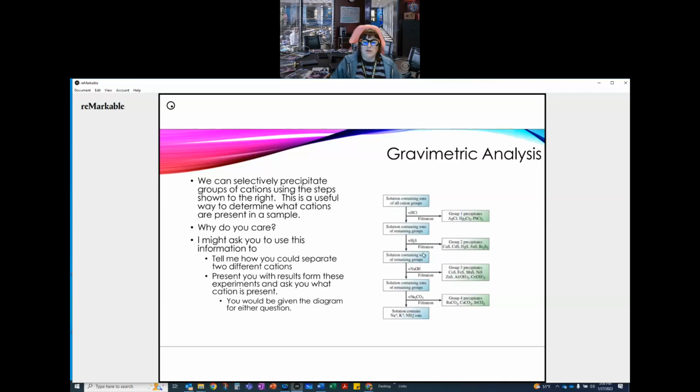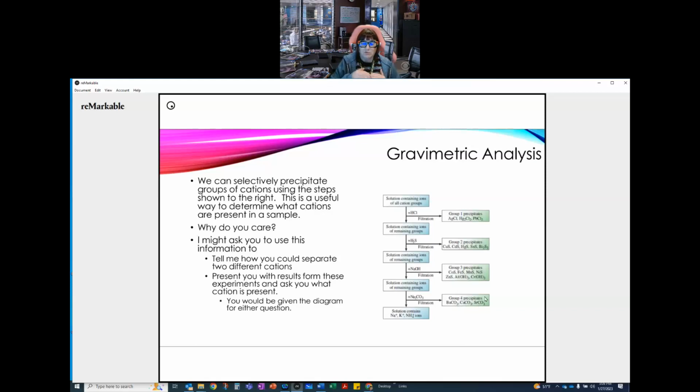Okay? We can then change that from an H2S, which is an acidic solution, and make it basic. When we make it basic, we can then drop out our group 3 precipitates. So CoS, FeS, MnS, NiS, ZnS, Al(OH)3, and Cr(OH)3. Okay. And if we then filter all of that off and add Na2CO3, that'll give me BaCO3, CaCO3, and SrCO3.